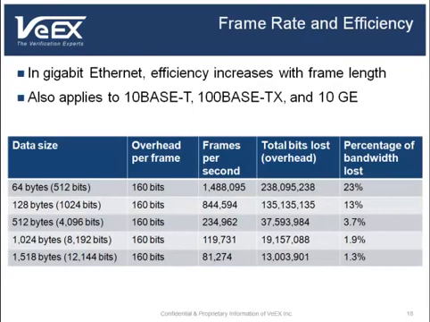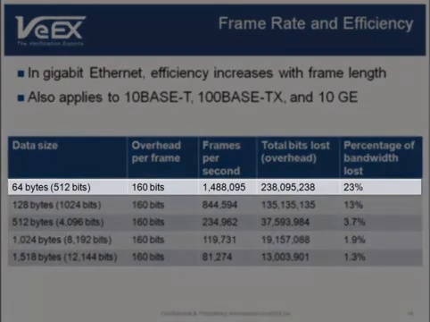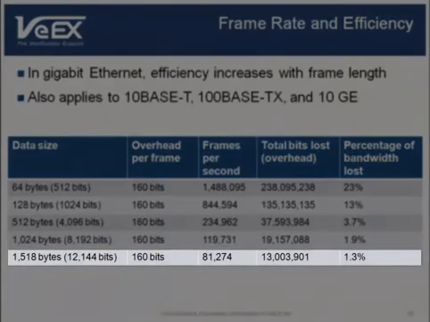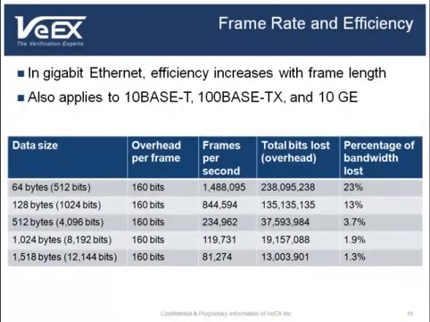If we take the example of Gigabit Ethernet, we see that efficiency increases as the frame length increases. When the frame size is larger, more of the available bandwidth is used and the 96 bits of the interpacket gap become less significant. Looking at the chart, we see that when the data size is 64 bytes, 23% of the available bandwidth is lost. But when the data size is 1,518 bytes, only 1.3% of the bandwidth is lost.